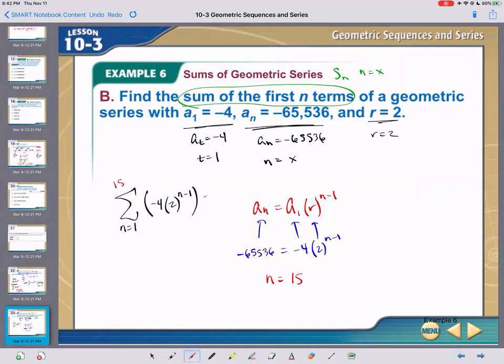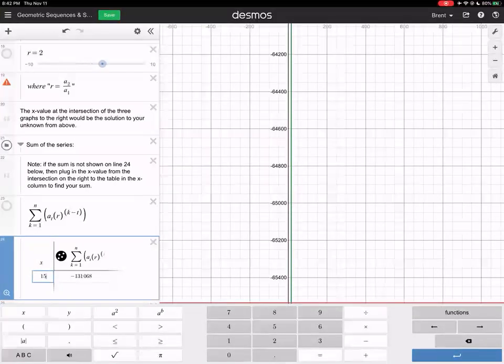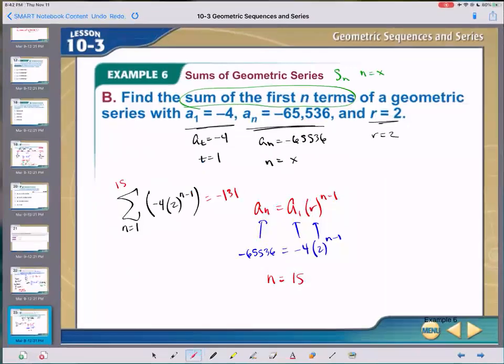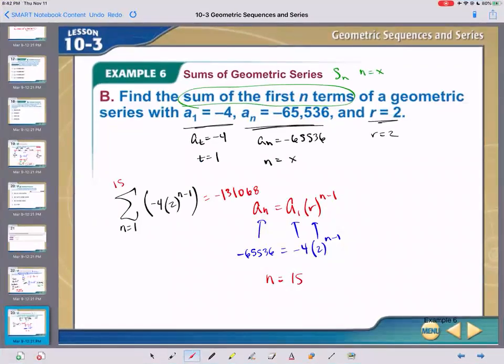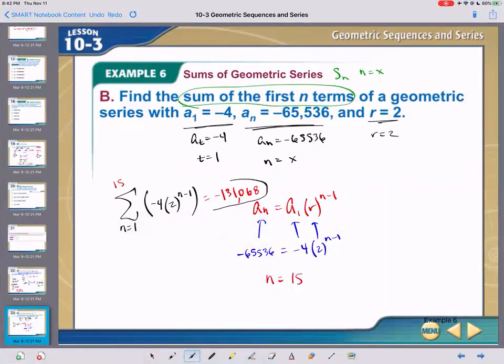If I plug that in, we would get -131. Was it 086? What was it? 068. That's a big number. Put that comma in there to help us see it. So that would be our sum right there.